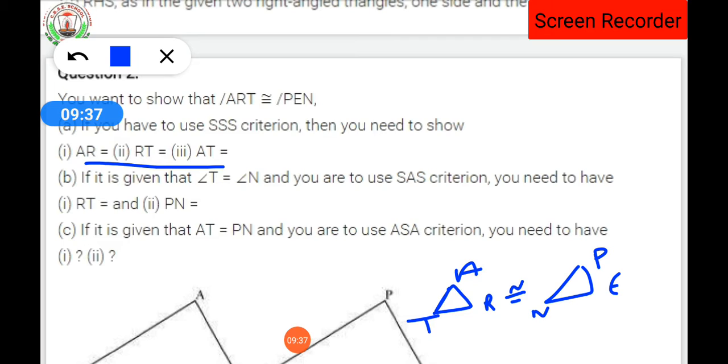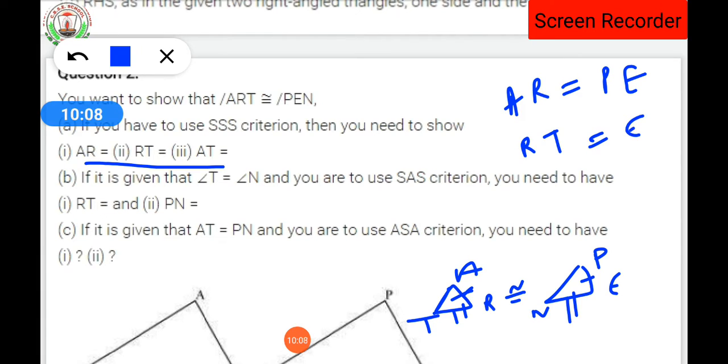So here it is given that AR of the first triangle will be equal to which side of the second triangle? AR of the first triangle will be equal to PE of the second triangle, isn't it? So here AR will be equal to PE. Then in the same way RT, where is RT? RT acts as a base, isn't it? So this RT will be equal to the base EN.